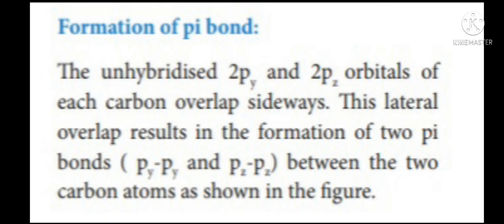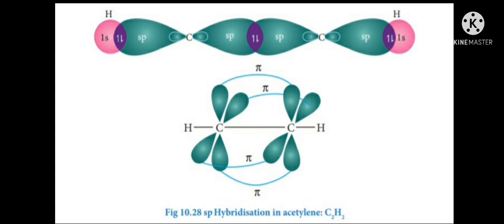Next, let me discuss the formation of pi bonds in the acetylene molecule. Here, in both carbons, we have an unhybridized 2py orbital and 2pz orbital. Hence, they overlap sideways and form two pi bonds. Two pi bonds are formed between two carbon atoms. One pi bond is due to sideways overlapping of the 2py orbitals. The next pi bond is due to the sideways overlapping of the 2pz orbitals. Here in acetylene, between two carbon atoms, we have a triple bond, in which one is a sigma bond and the remaining two are pi bonds. It is shown here.